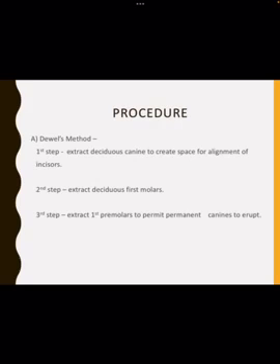First is Dewel's method. In Dewel's method, the first step is to extract the deciduous canine to create space for the alignment of the incisors. Second step is to extract deciduous first molars, and third step is to extract first premolars to permit permanent canines to erupt.